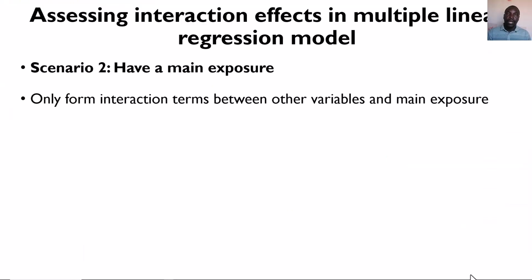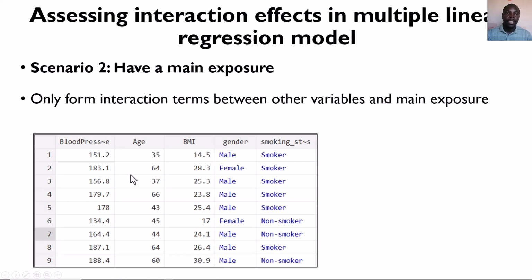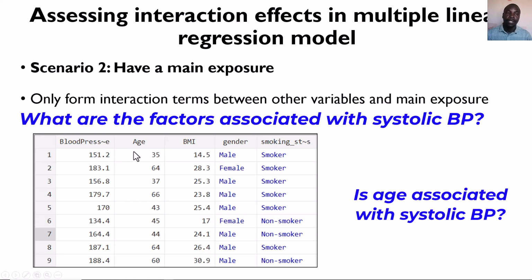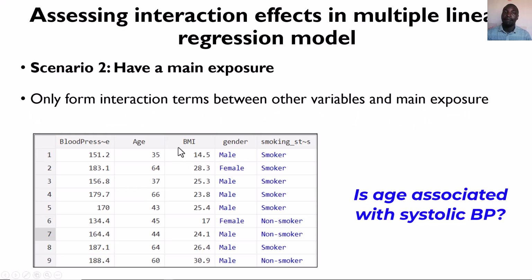The second scenario we can look at when we are asking ourselves how many interaction terms can I form is when you have a main exposure in your research. By main exposure, we mean if instead of your question being what are the factors associated with the blood pressure, instead the question was, is age associated with the systolic blood pressure? Yes, our main focus is on age, but we also have these other variables. So in this case, age will be considered a main exposure.